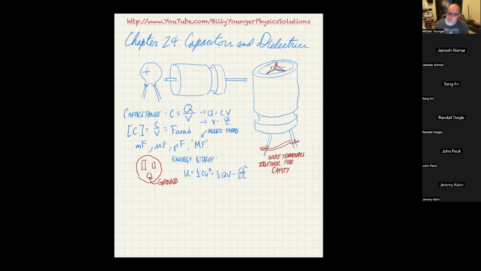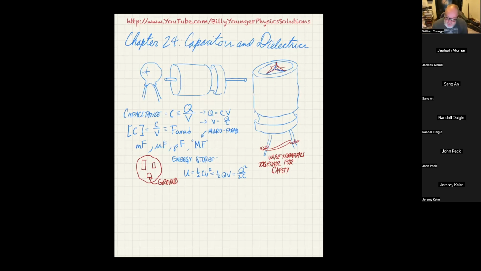So if it asks you how much energy is stored in a capacitor, all you have to ask yourself is, do I know the C and the V? If I do, I'm going to use 1/2 CV squared. Do I know the C and the Q? If you do, use Q squared over 2C. And do I know the Q and the V? If you do, use 1/2 QV. So that's all that's really saying. That comes in really handy.